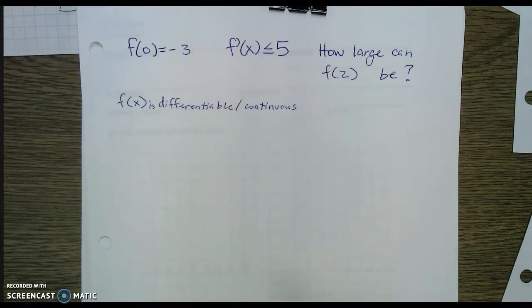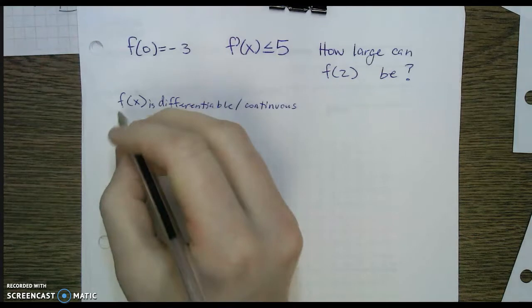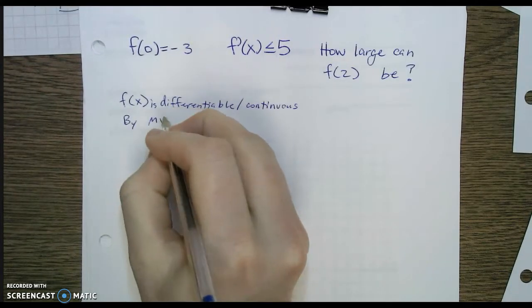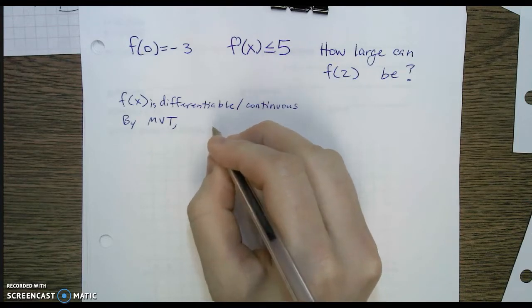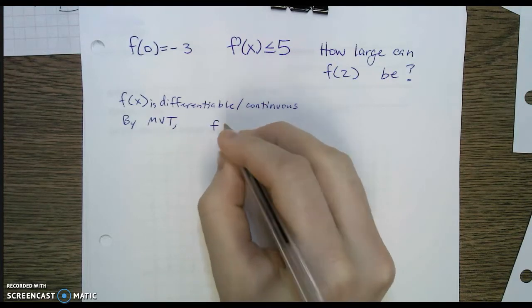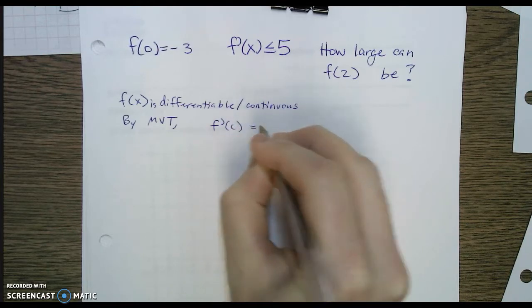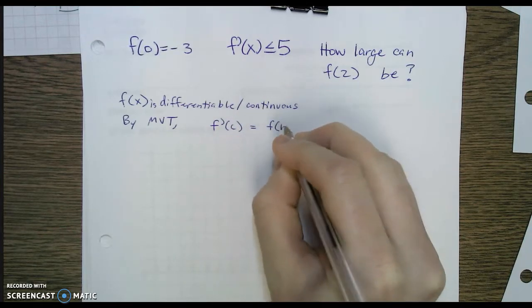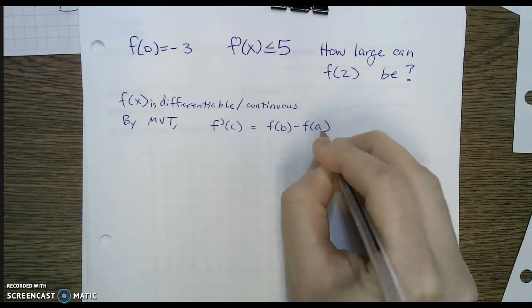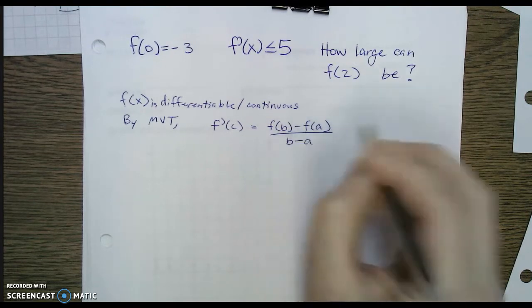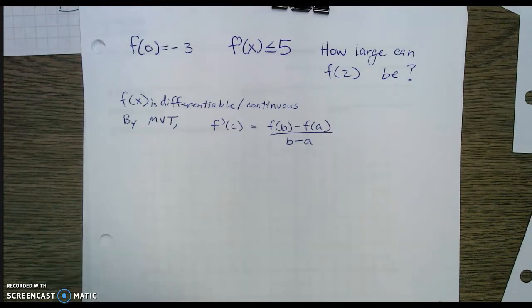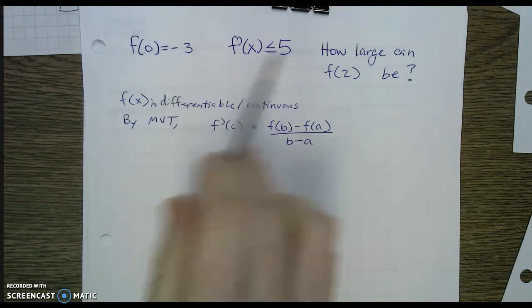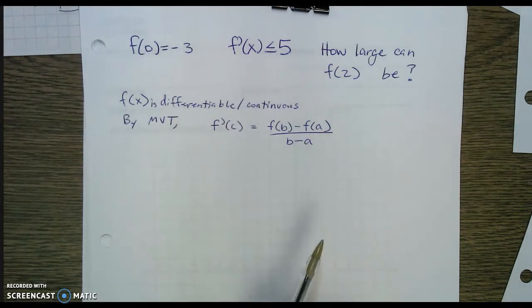And so then the third thing about mean value theorem, so by mean value theorem, it says that f prime of c equals f of b minus f of a over b minus a. So the average rate of change equals the instantaneous rate of change at a value of c. So given that information, and given the stuff at the top, we can start to find f of 2.